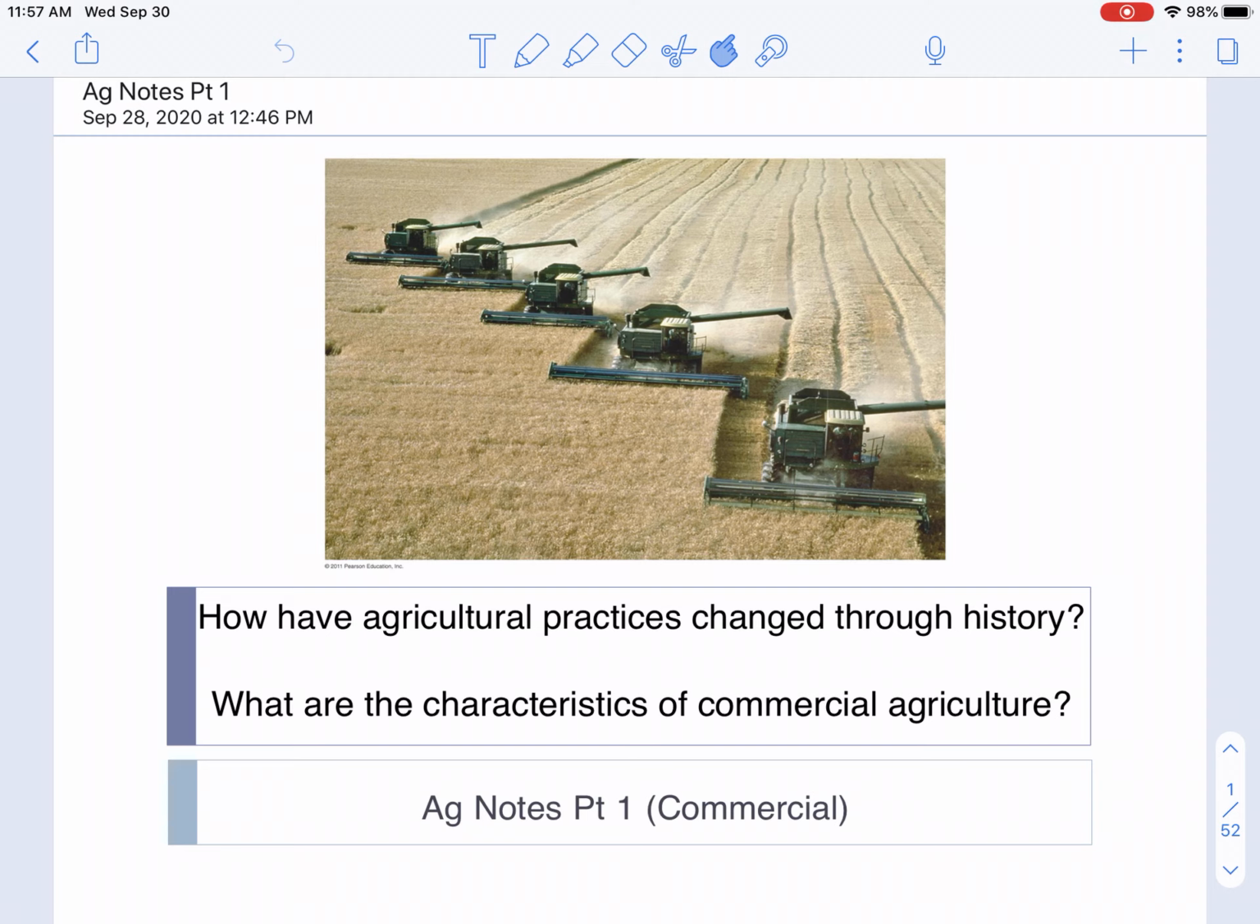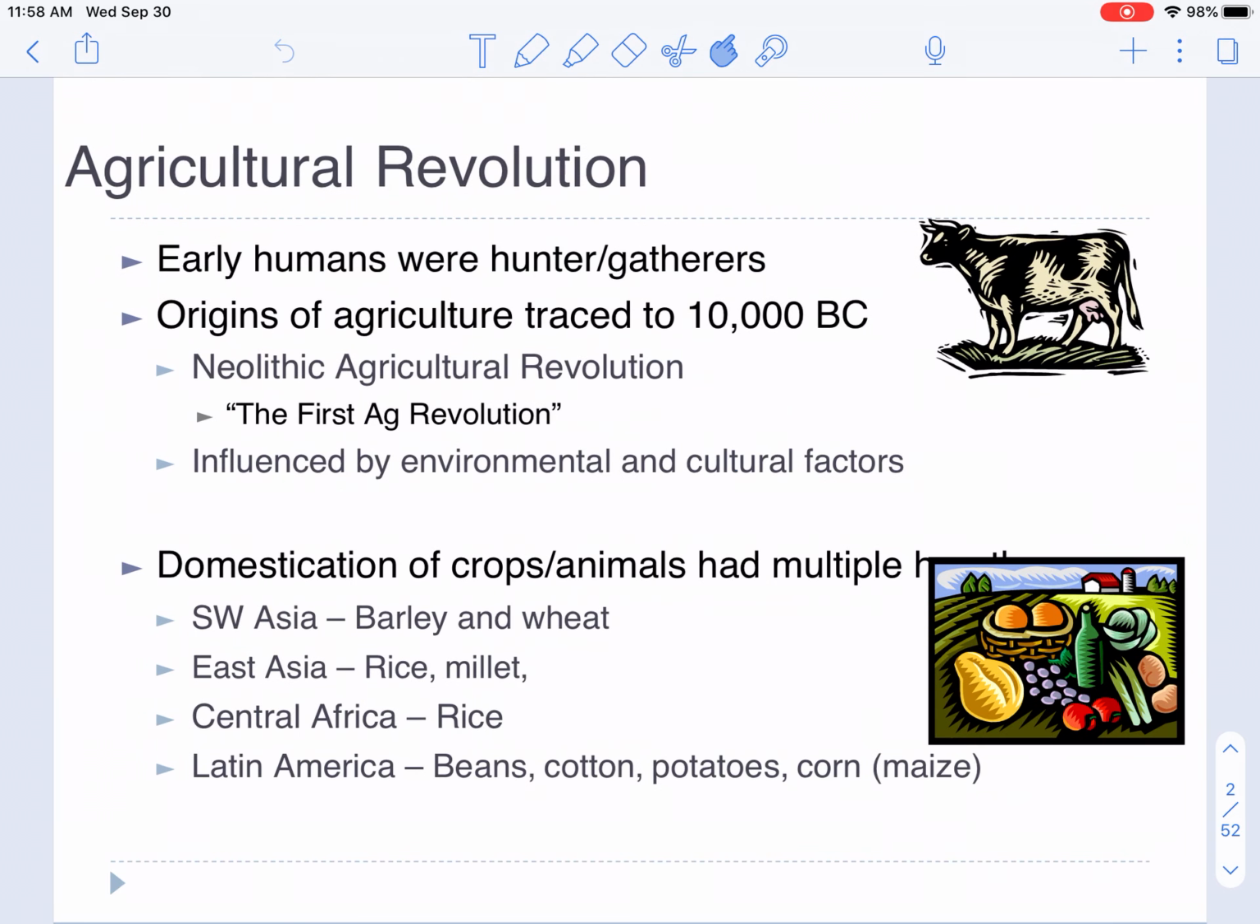In this set of notes, we're going to talk about commercial agriculture, and so that is agriculture where farming is done for profit. Next set of notes will be agricultural notes, part two, where we look at subsistence farming. In order to start a conversation off, we're going to look at how agricultural practices change through history, and then we're going to get into the characteristics of commercial agriculture.